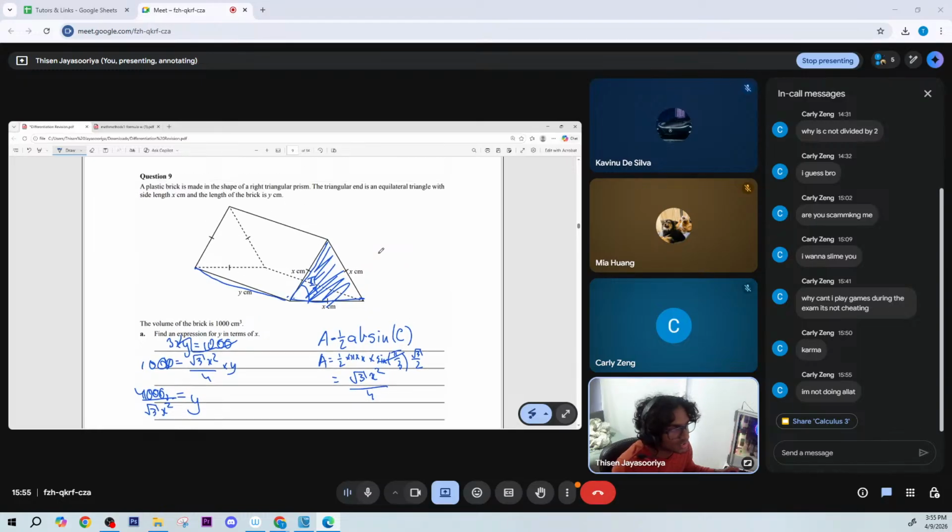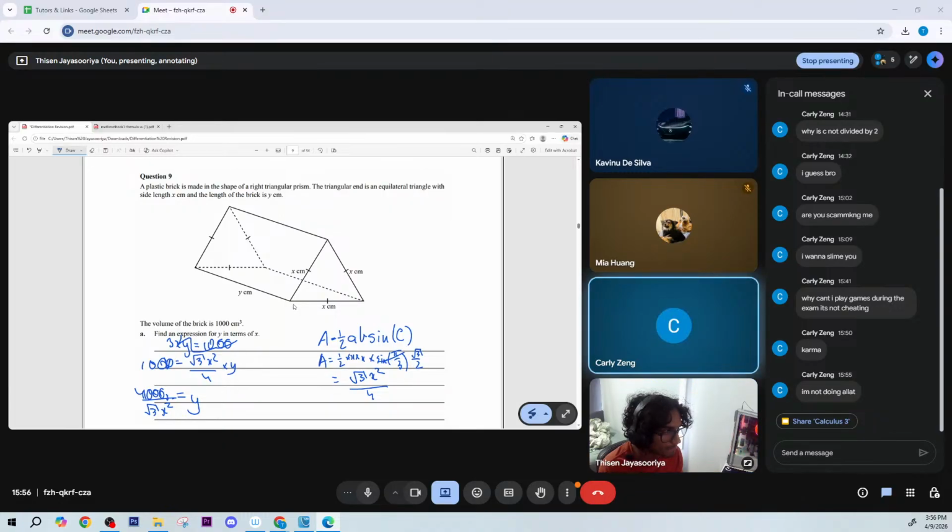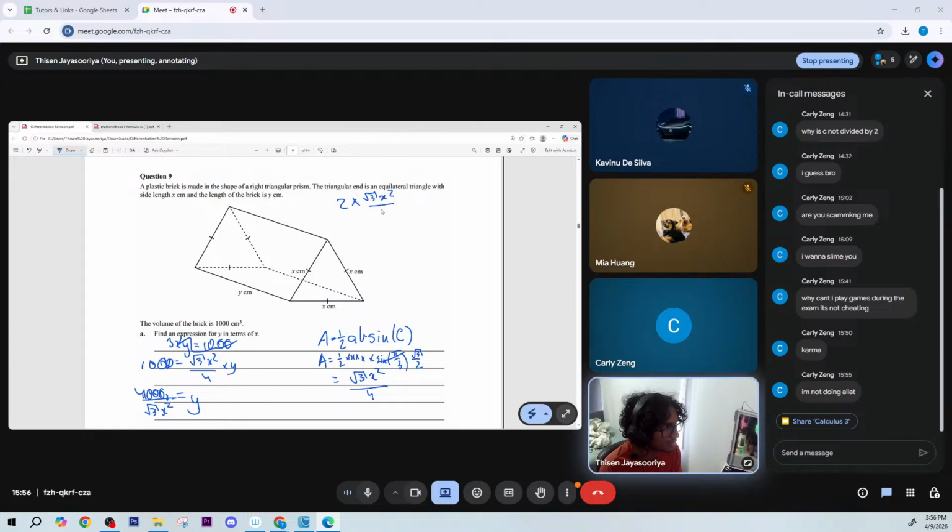How can I write an expression for the surface area of this object? Carly, I'll get you to start us off. How can I find the surface area of this object in terms of x and y? So, 2 times root 3x squared over 4. Yeah, because of the two triangles.